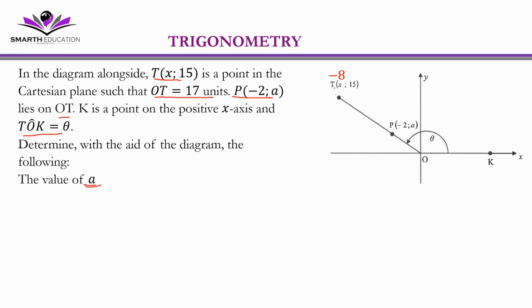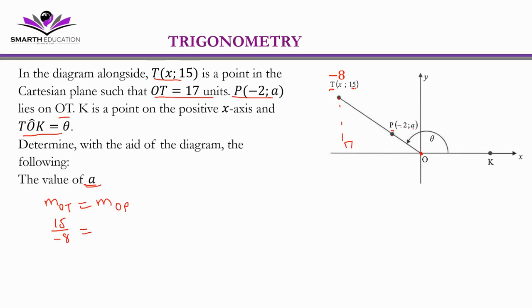Right, if you check, point T and point P are collinear. They are points on a straight line. So it means the gradient of OT is equal to the gradient of OP. So let's find the gradient of OT. This is the origin, so it will be change in Y over change in X. So it's basically Y over X, so it's going to be 15 over negative 8. So it's equal to the gradient of OP.